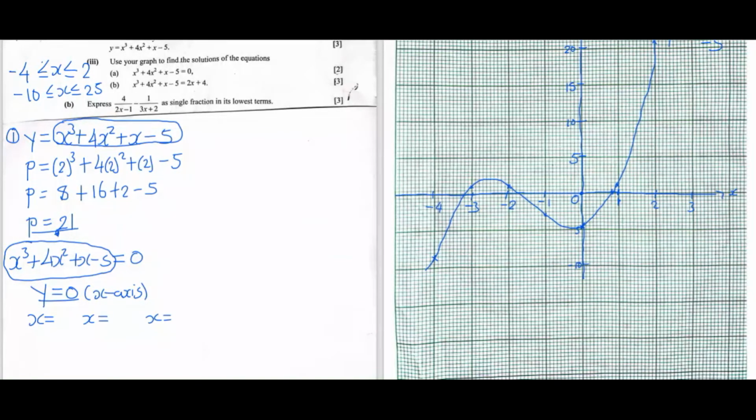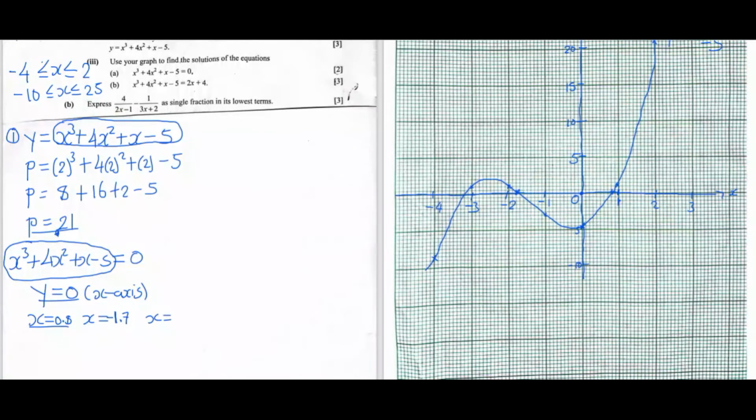So this is 0.1, 2, 3, 4, 5, 6, 7, 8. So the first value of x is 0.8. Then the second value of x, where is this point where the curve and the x-axis are meeting. So this is -1, 0.1, 0.2, 0.3, 0.4, 0.5, 0.6, 0.7.